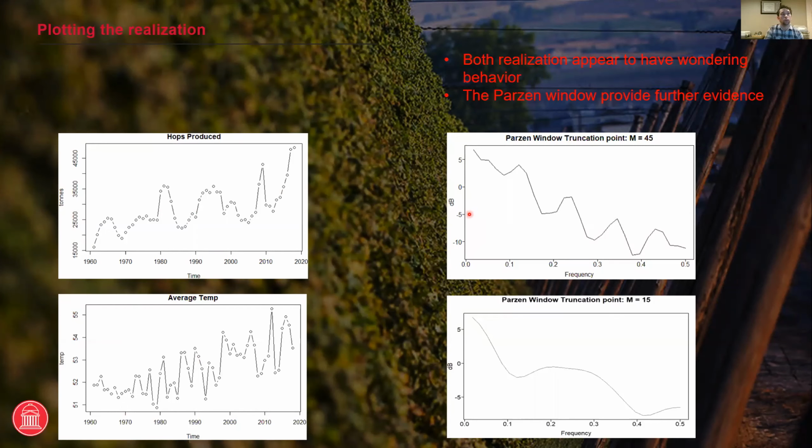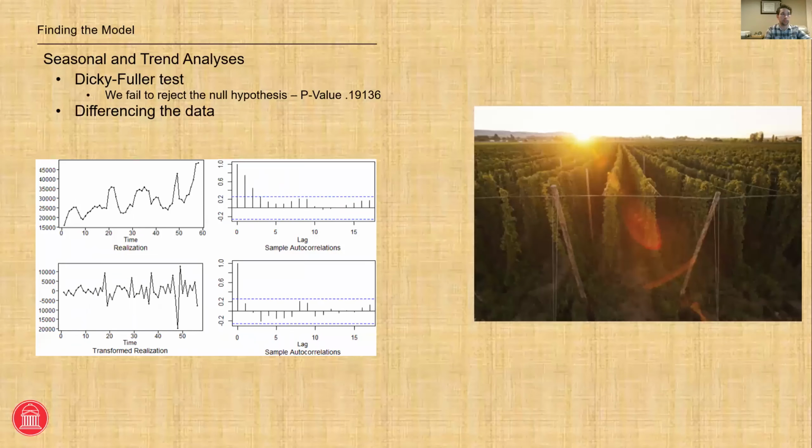And so to see if there's any evidence of wandering behavior, that is, if this is non-stationary data, we see that the peak frequency is at 0 for the hop production, and also at 0 for the temperature as well. So I'm going to go ahead and proceed that this is non-stationary data. So we'll look to see if we need to do any transformations of the data.